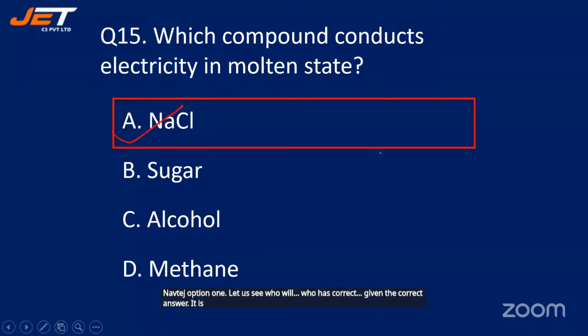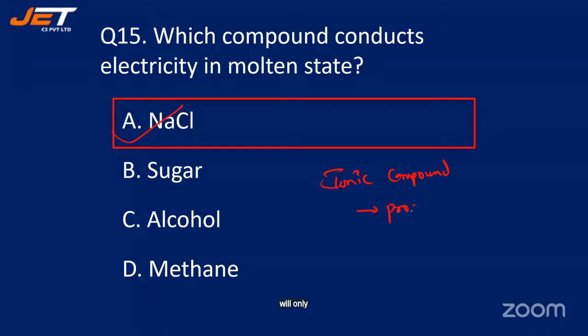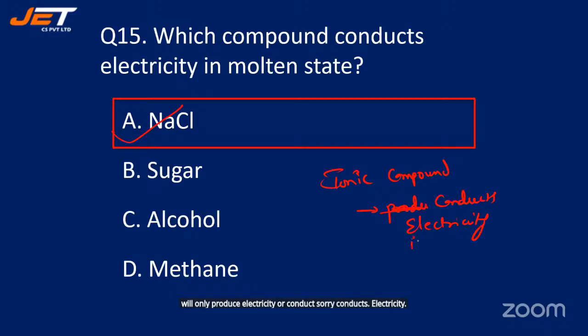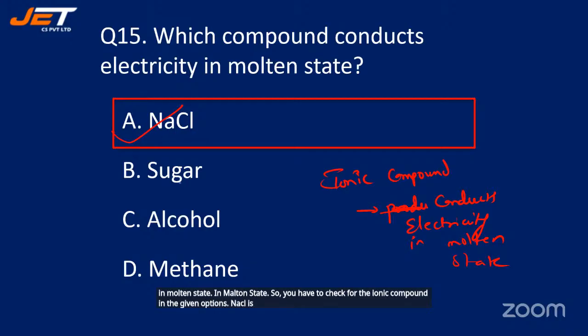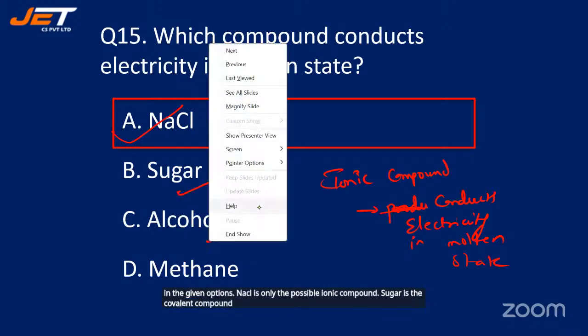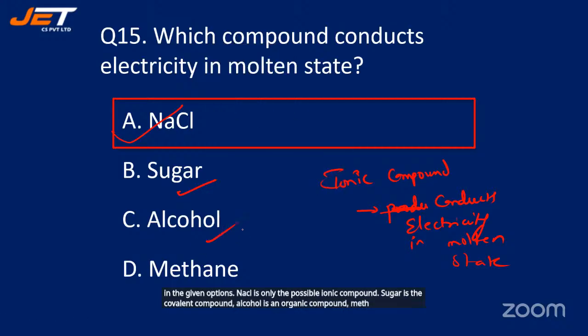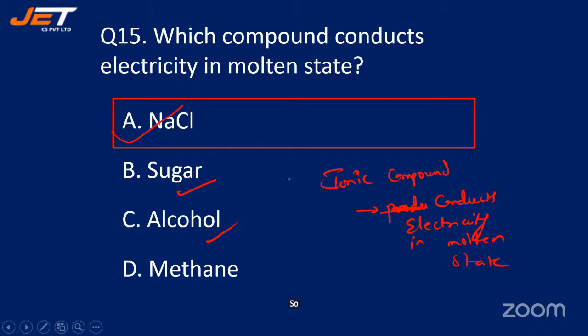It is NaCl. Always remember, ionic compound will only conduct electricity in molten state. So you have to check for the ionic compound in the given options. NaCl is the only possible ionic compound. Sugar is a covalent compound. Alcohol is an organic compound. Methane is an organic compound made up of covalent bonds. So all these three are not correct. Only right option is NaCl.